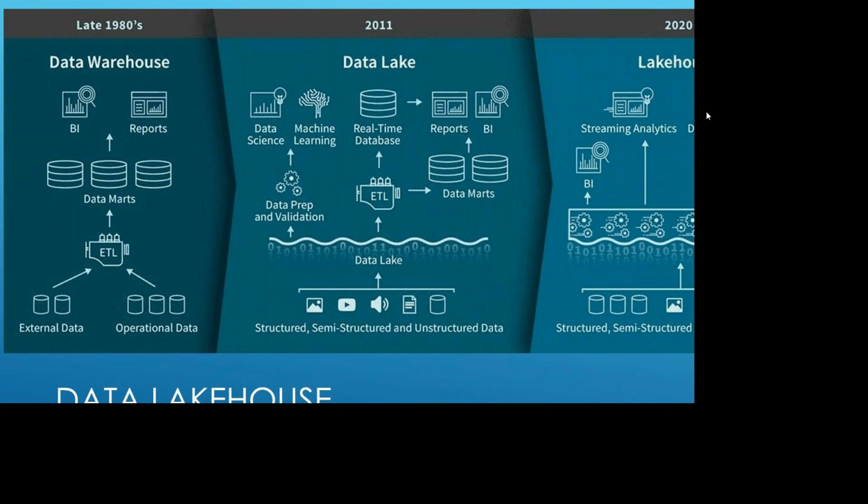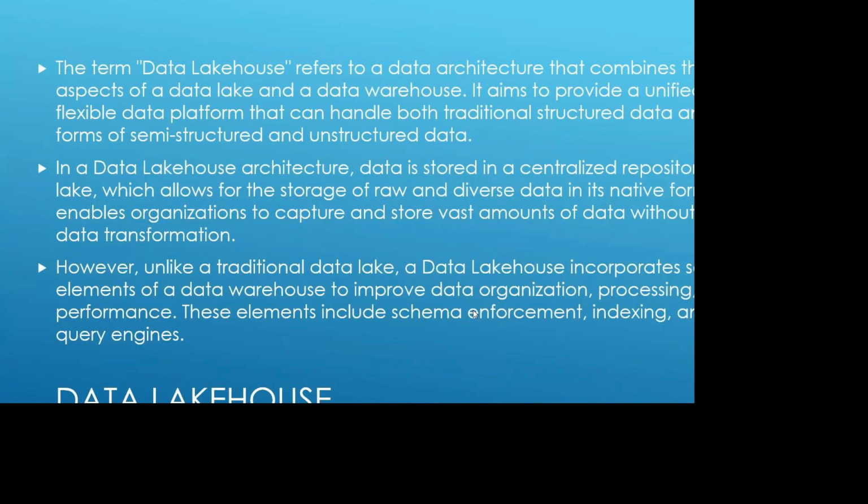And the lake house, that we will discuss. The term data lake house refers to a data architecture that combines the best aspects of a data lake and a data warehouse. It is a combination of both data lake and data warehouse concepts. It aims to provide a unified and flexible data platform that can handle both traditional structured data and newer forms of semi-structured and unstructured data. We need to remember this: it combines the best aspects of a data lake and a data warehouse. This is the data lake house.